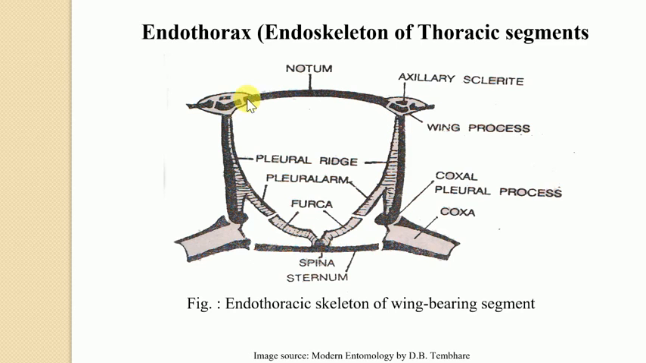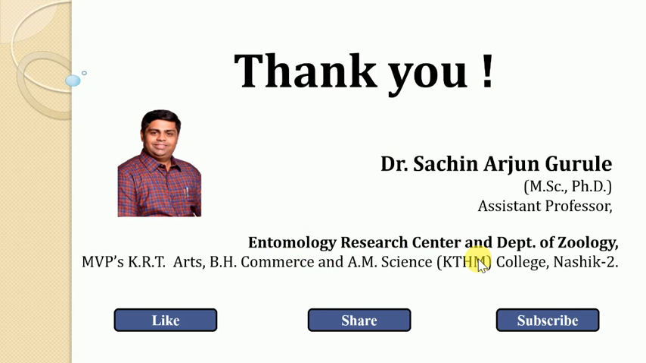In this way, the exoskeletal processes develop from the inside and form the sclerotic plates or apodemes on the inner side of the thorax, contributing to the formation of the endothorax, that is, endosternite, endotergite and endopleurite. So this is about the thoracic endoskeleton known as the endothorax. With this, we have completed the thoracic segmentation, thoracic exoskeleton and thoracic endoskeleton. Thank you very much.